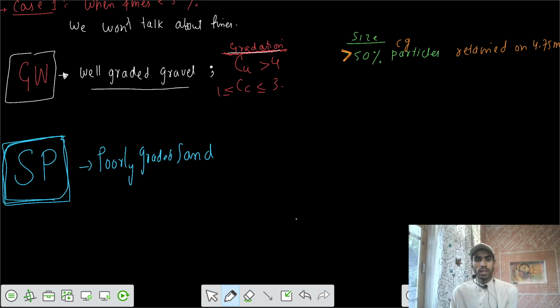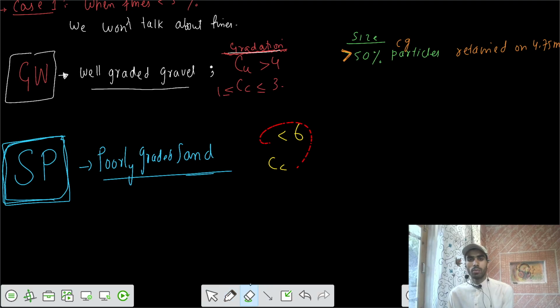For that condition, what is the gradation we should have? Your CU should be less than 6, and your CC is not in the limits. Or there would be different possibilities. Let's see what the different possibilities are.